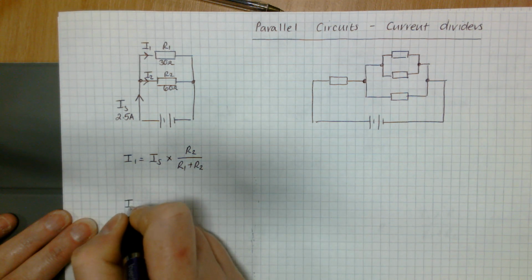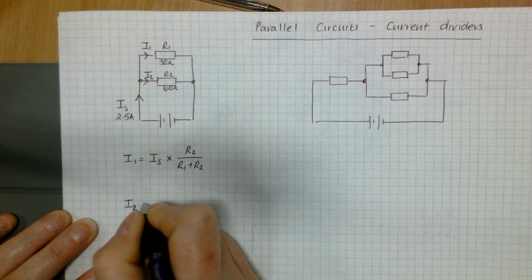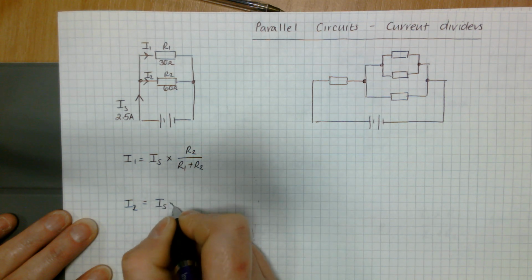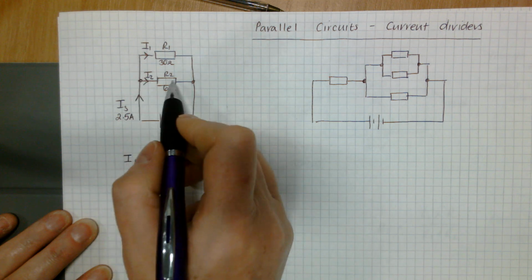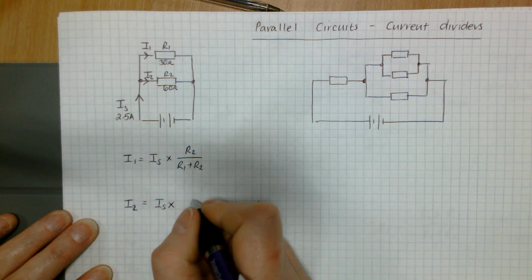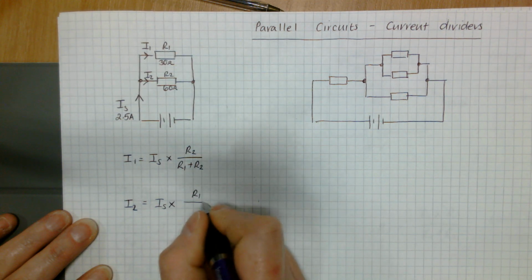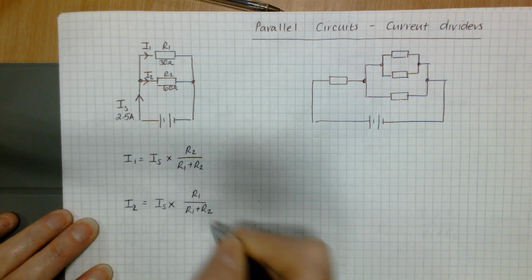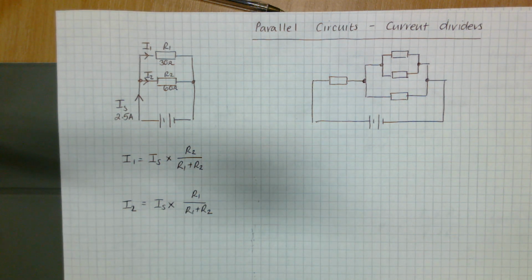That's the rule. So then if you went on and you did I2, again it's IS that's dividing, but I2 flows through R2, so you do the one in the opposite branch, R1, over R1 plus R2. And that's a very basic current divider.